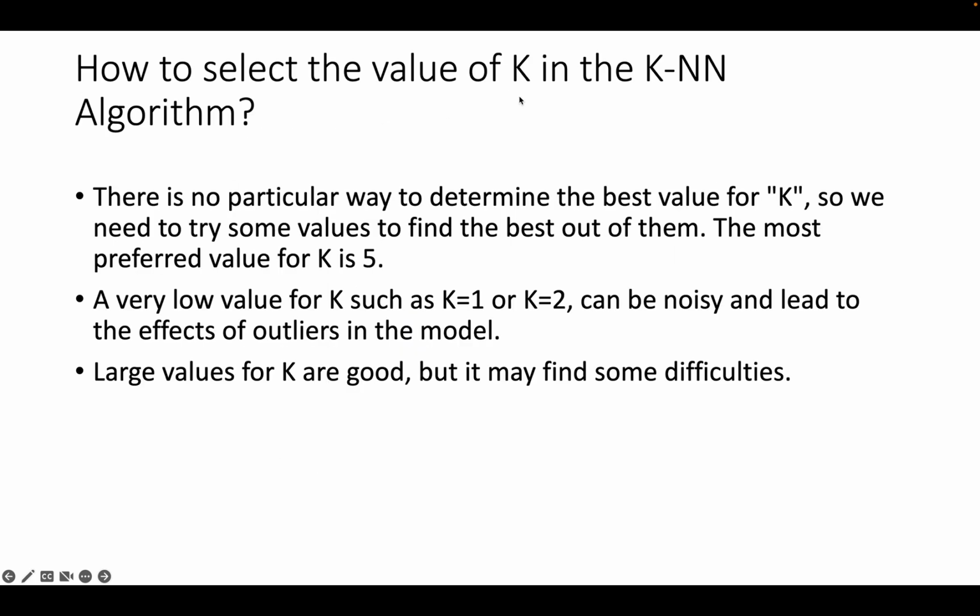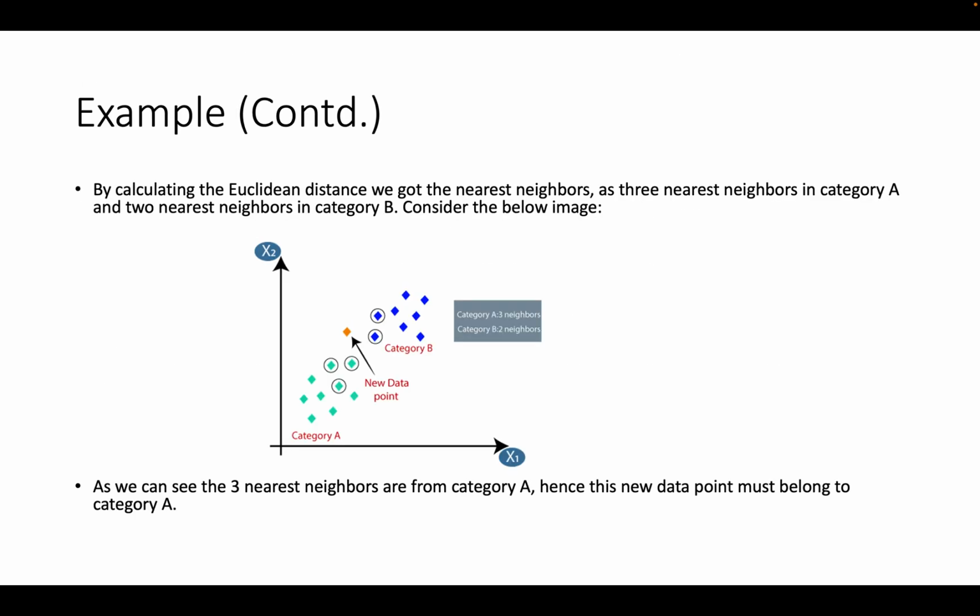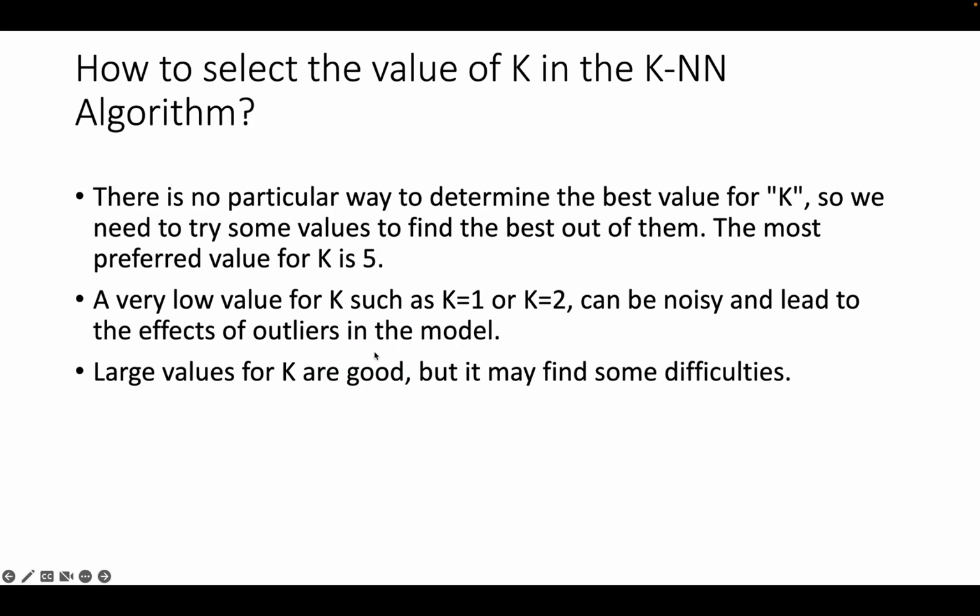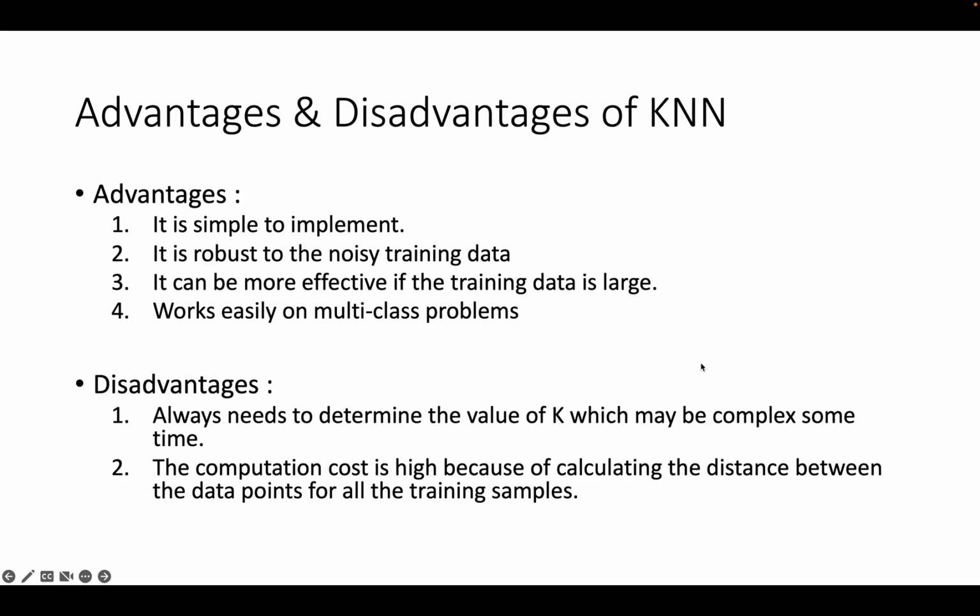How to select the value of K in the KNN algorithm? How will it find K? Whether to take 5 or 6, and how do you tell that you want to take these points? There is no particular way to determine the best value for K, so you need to try some values to find the best out of them. The most preferred value of K is 5. A very low value of K such as K equals 1 or 2 can be noisy and lead to the effect of outliers in the model. Large values for K are good, but it may be difficult sometimes.